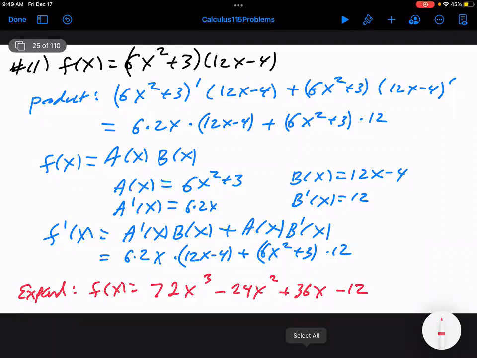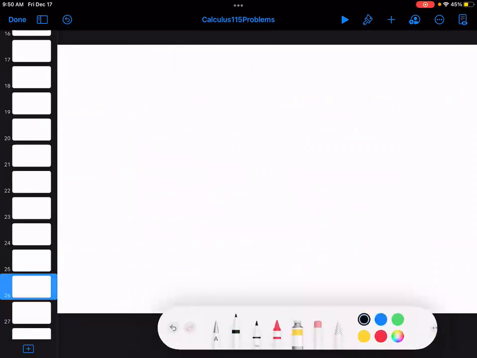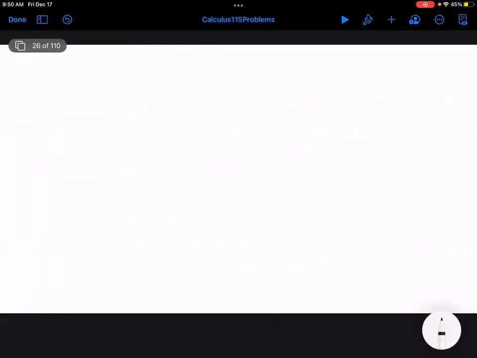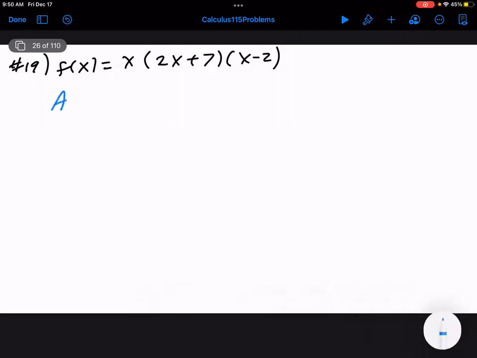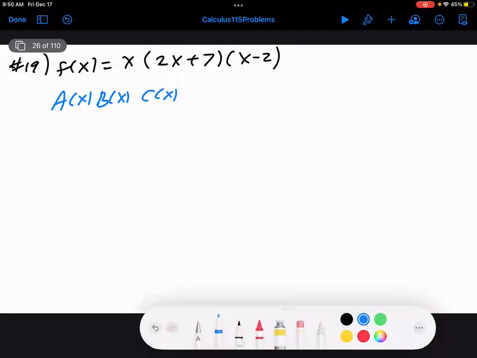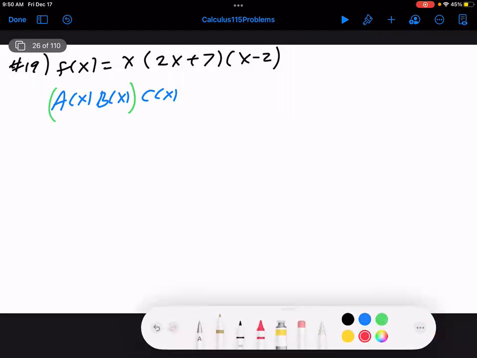All right, the last one, number 19, is a little bit similar. So for number 19, we have f of x equals x times 2x plus 7 times x minus 2. And so the first thing is we could try to do a triple product. And so imagine we have a of x, b of x, c of x. And what I'm going to do is I'm going to group the first two together.